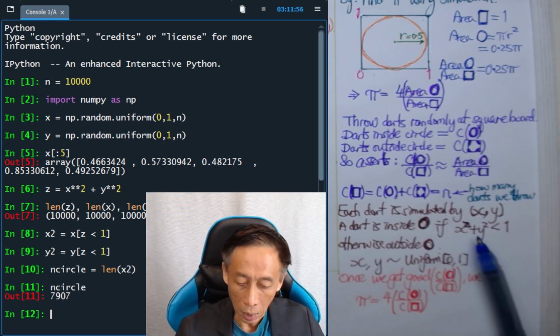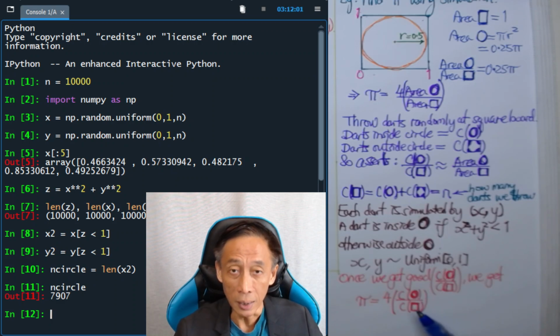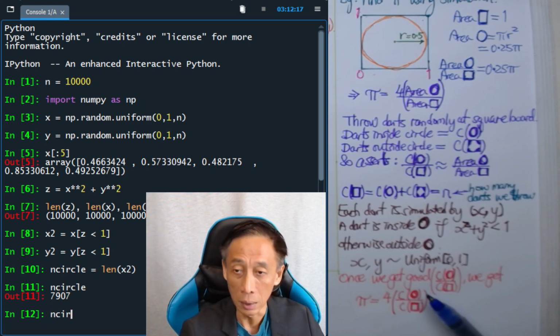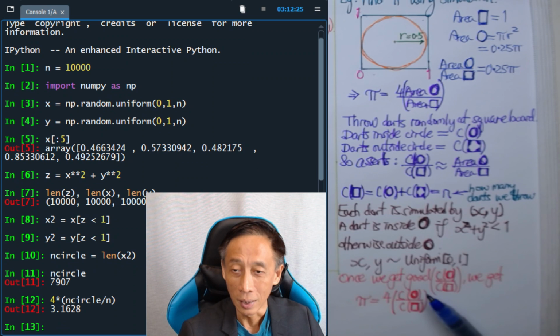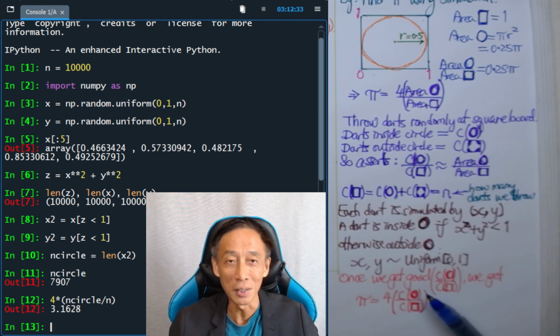And based on our formula, n_circle divided by n is our bracket here. Because n_circle is the count of the number of darts inside the circle, and n is our total count, right? So n_circle over n times 4 will be our approximation to pi. So let's try 4 times n_circle over n. Not bad, 3.1628. I already get 3.1, right? Not bad, not bad. It's just 10,000 calculations.